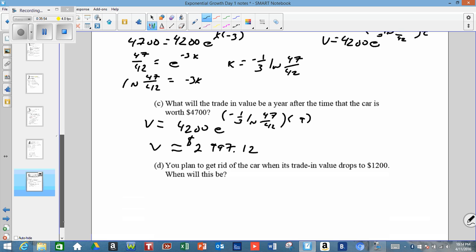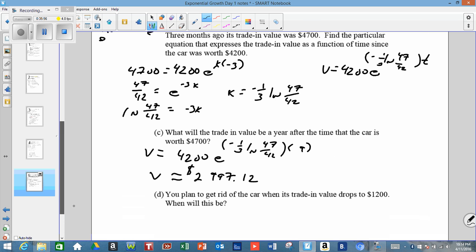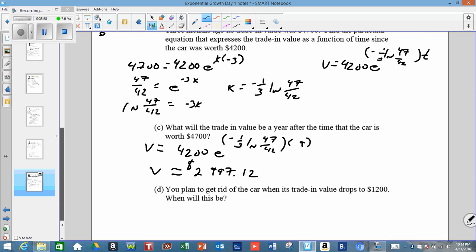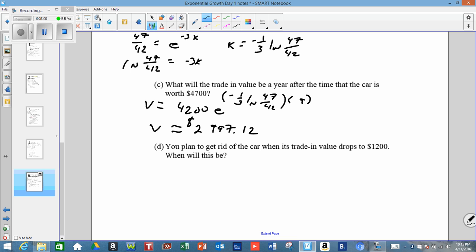And part D, you plan to get rid of the car when it drops to 1,200. So when is that going to be? The question is when. We're solving for T. So 1,200 is the value that we're going to get rid of it at. 4,200 was our initial value. E to the negative 1/3 natural log of 47 over 42 T.